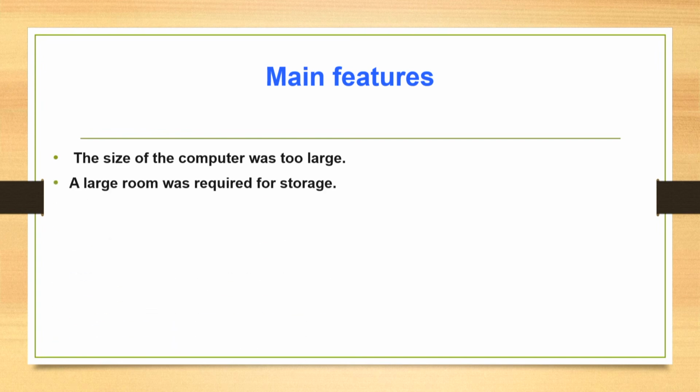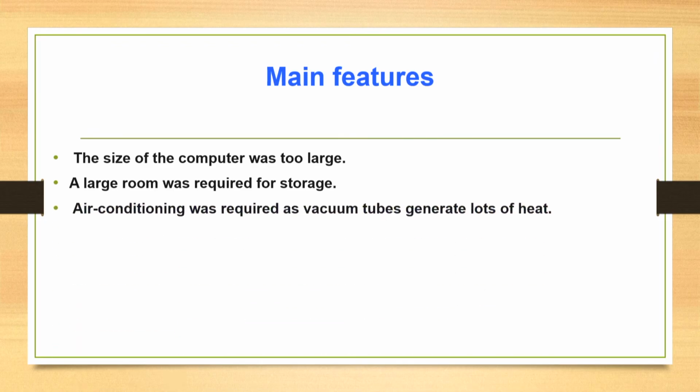What are the main features of the first generation? Obviously, the size of the computer was too large, a large room was required for storage, and air conditioning was required. Why? Because vacuum tubes generate a lot of heat. It was not easy to use and work.